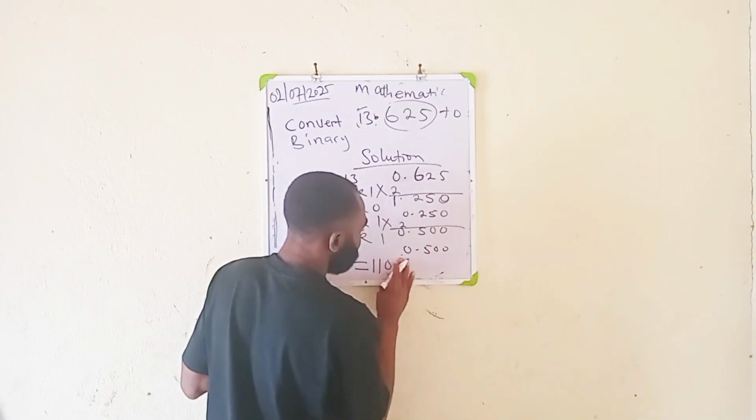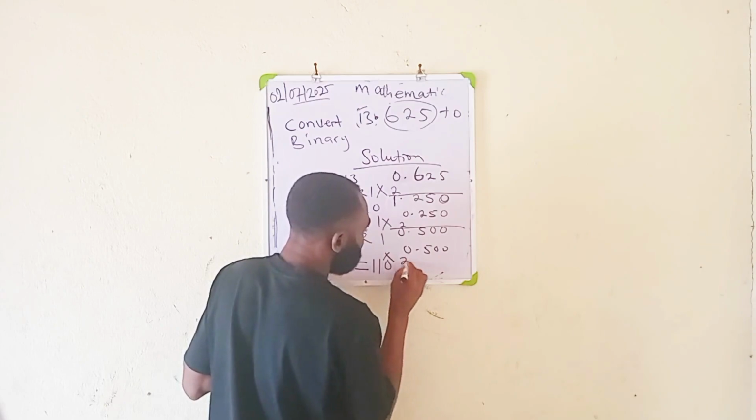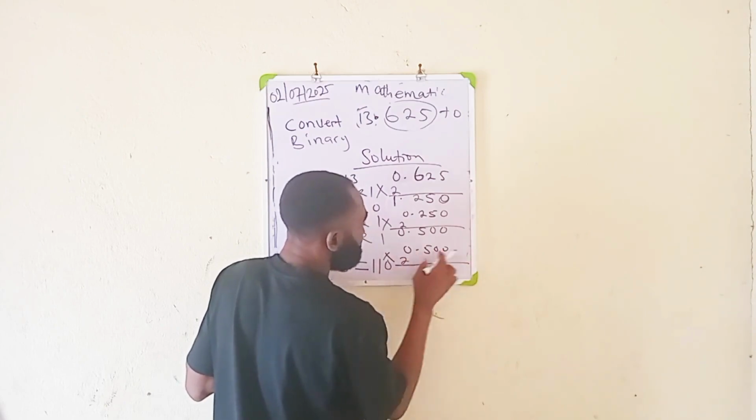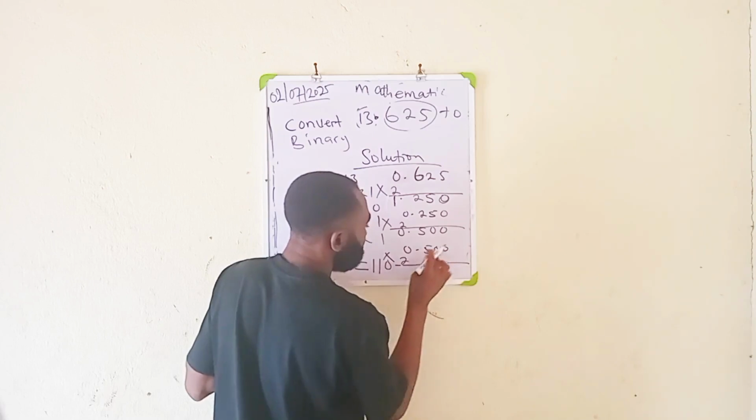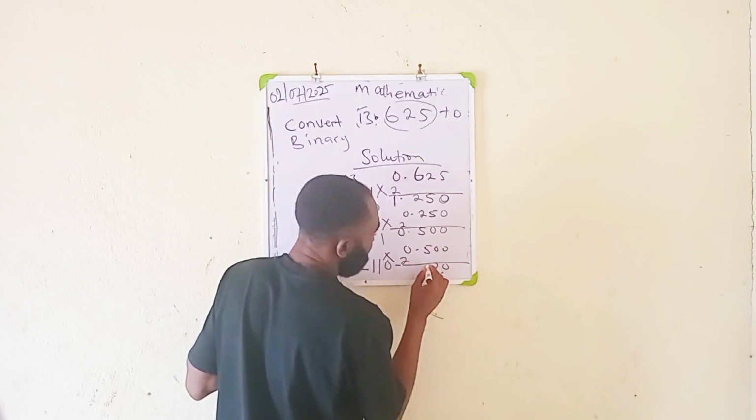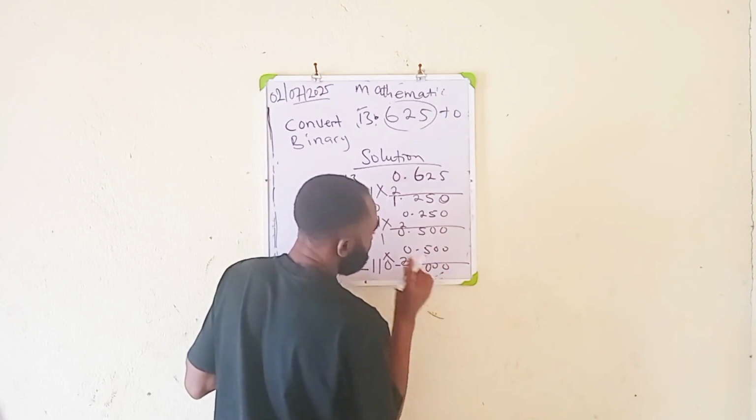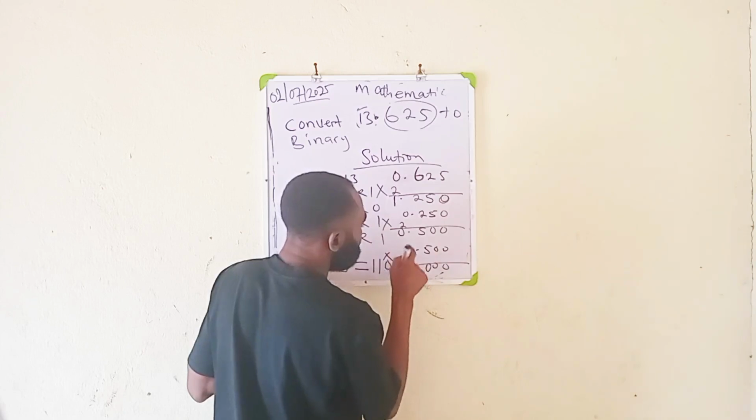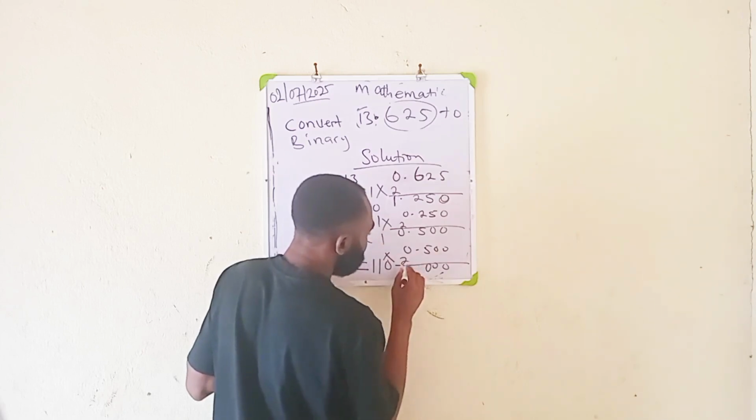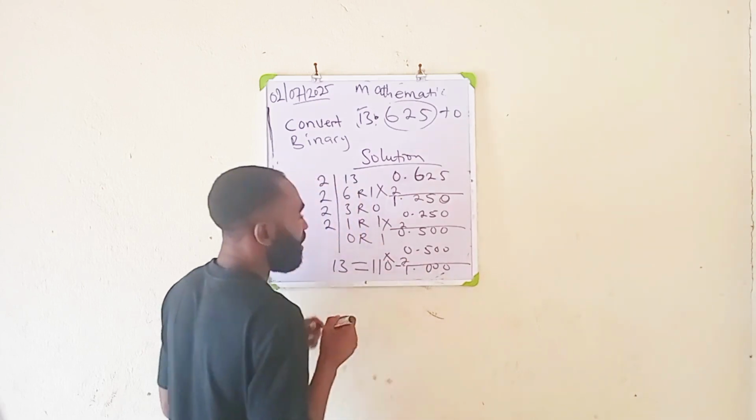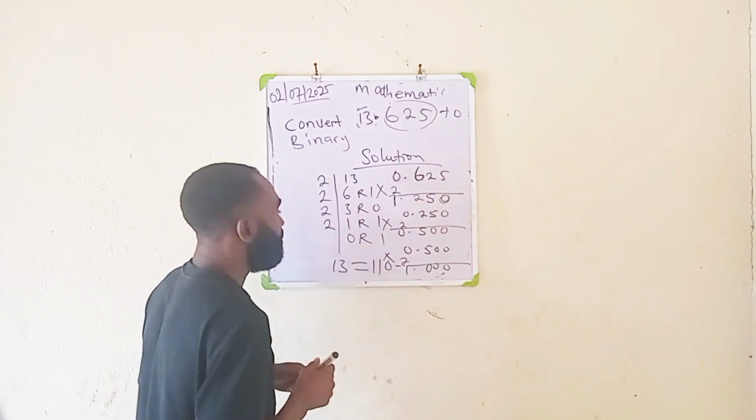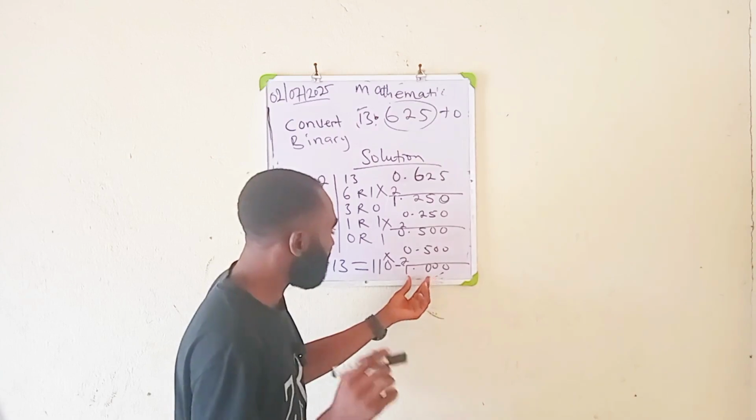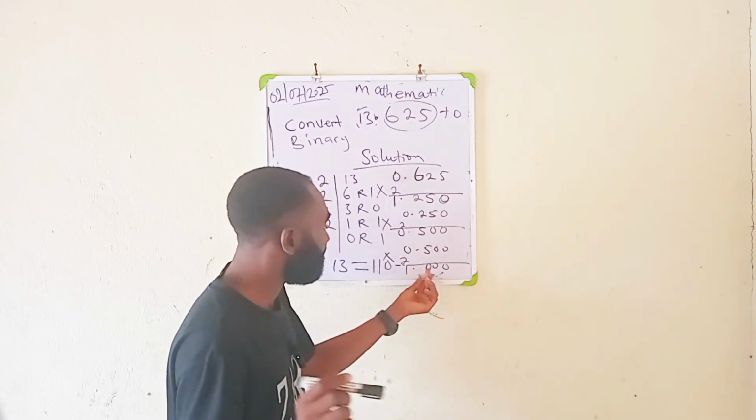Multiplied by 2 again. 2 times 0 is 0. 2 times 0 is 0. 2 times 5 is 10. You write 0, you carry 1. 2 times 0 is 0, plus 1, that is 1.00. We have successfully arrived at 0.00.